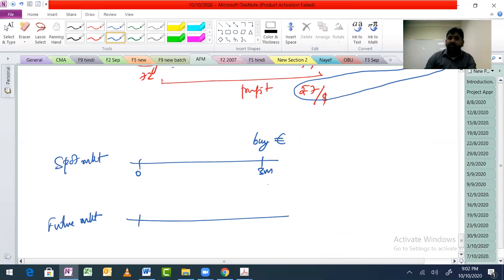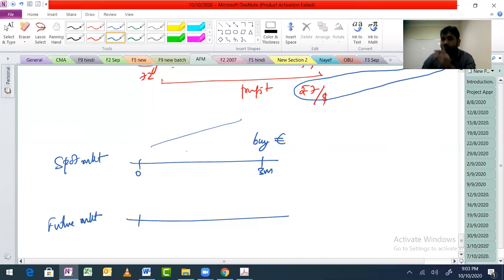Now, first of all, you tell me, what are you afraid of? The price of euro going up or down? As on the spot date, today, what are you afraid of? Prices going up or down? Up, because it will be more expensive. So for you, the price going up is your problem. If it goes up, you will make a loss.